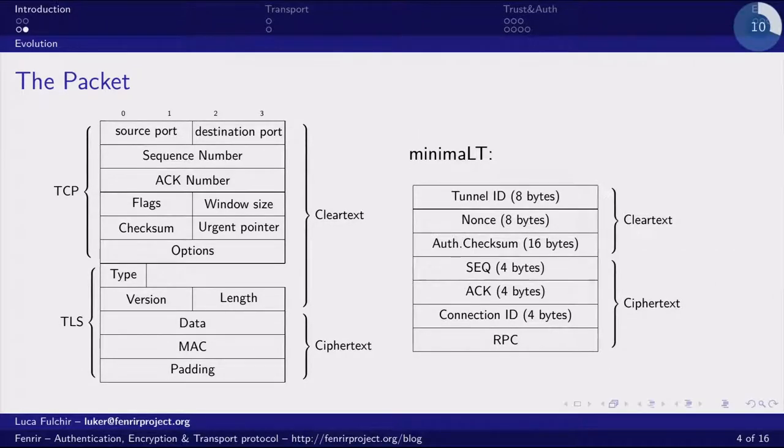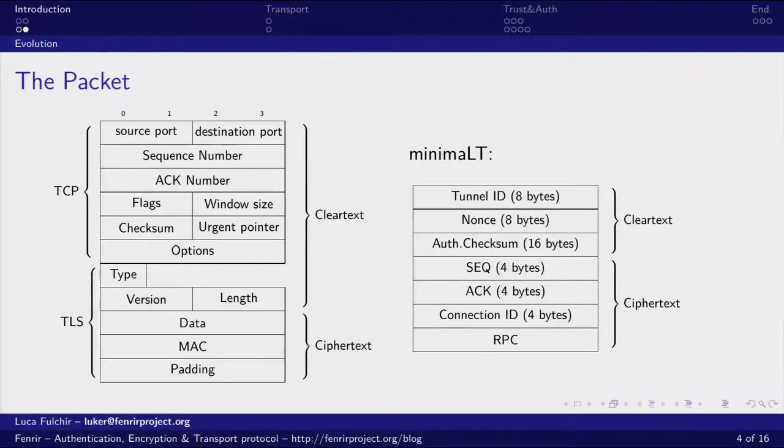MinimaLT, which I mentioned before, looks a lot similar, but the packet structure is more fixed and thus much easier to parse. But still, the overall sections are the same. The clear text only has the parts that are needed to decrypt the packet, and then the packet has the actual data.